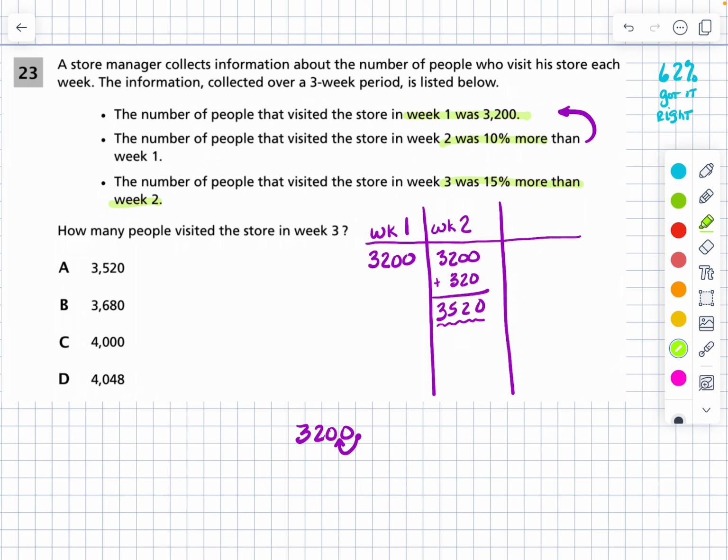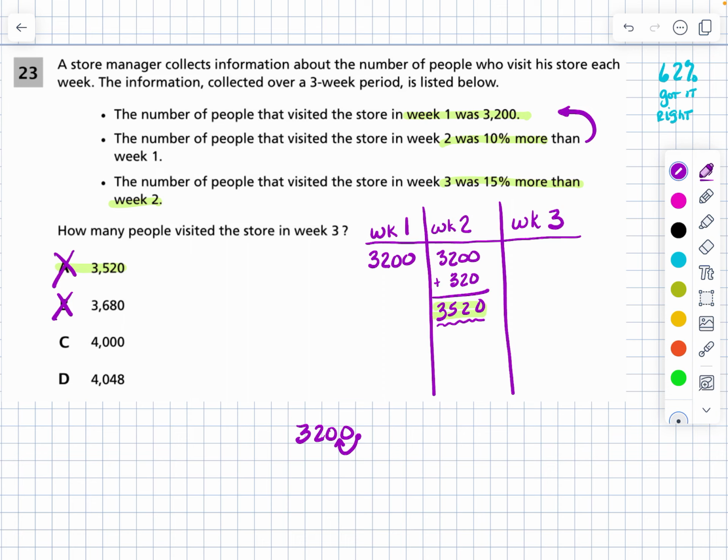So one thing to notice, this number comes up as an answer. But we haven't even hit week 3 yet, and we know there's more people. So we can eliminate A as a choice. We can almost eliminate B because it's only 100 people more and 10% was 320. I can safely get rid of answer choice B as well.